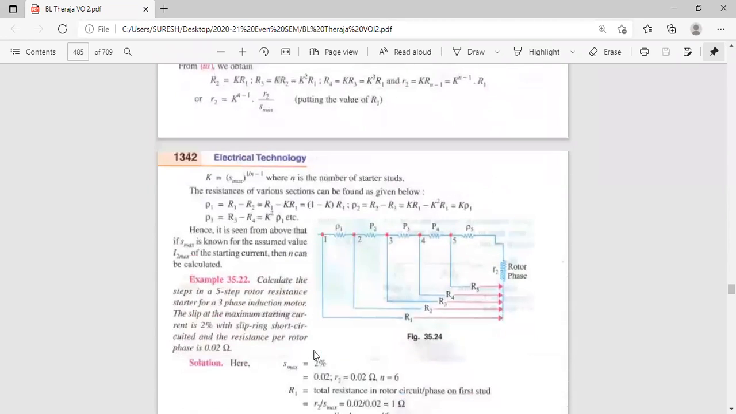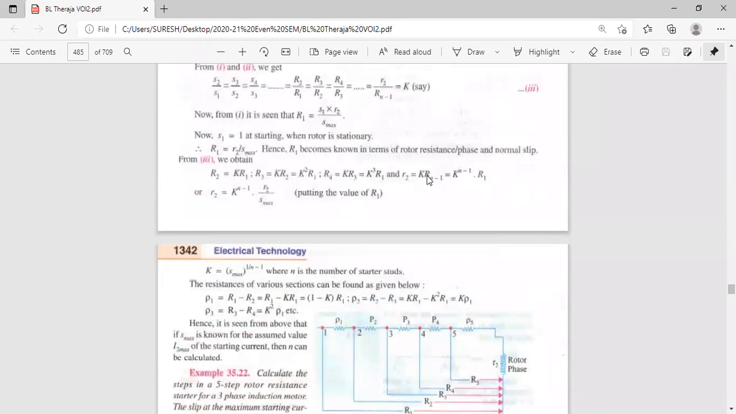Yes, sir. Okay. Now substitute this R1 here. In place of R1, R2 is equal to K power n minus 1 into R1. Substitute the R1 value, R1 is equal to R2 by S max into S1. Then why are they taking S1 is equal to 1? Anyone? Why?